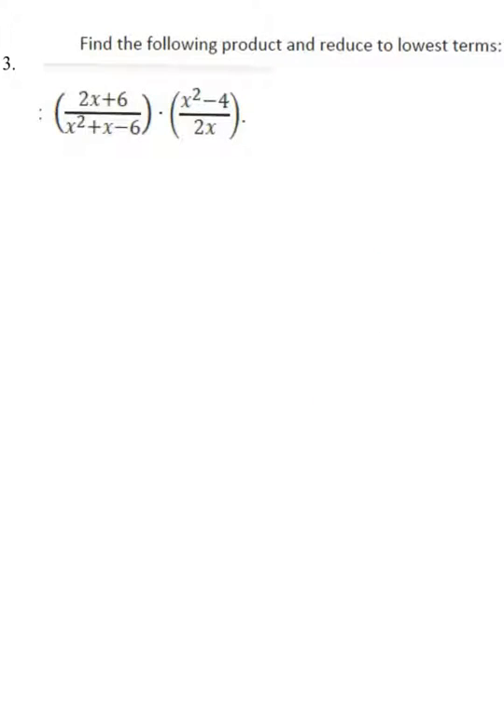With example 3, I suggest maybe you try pausing the video. I've got the one binomial over a trinomial. I've got another binomial over a monomial. And I think you know how to factor this stuff, and so you can start canceling it. So pause the video, give it a shot yourself for a second, and then I'm going to come back and talk to you about how to do it.